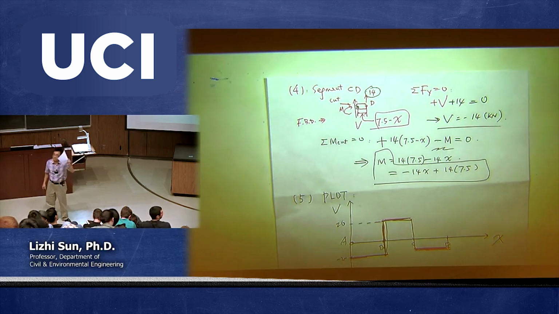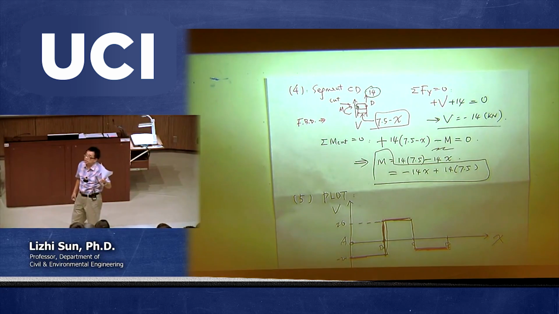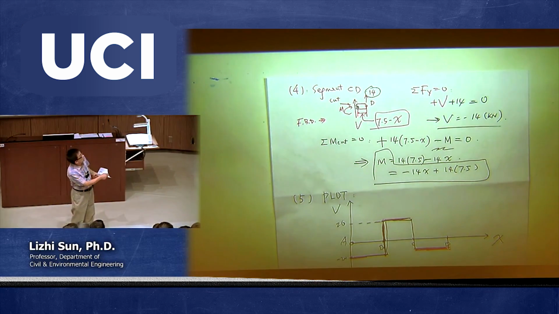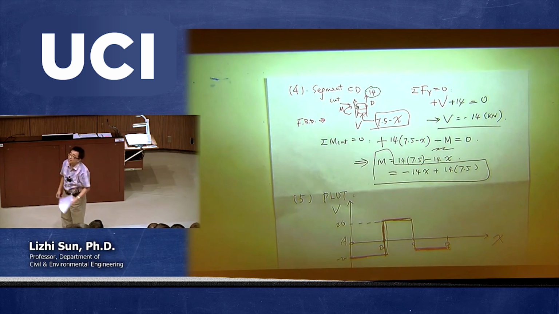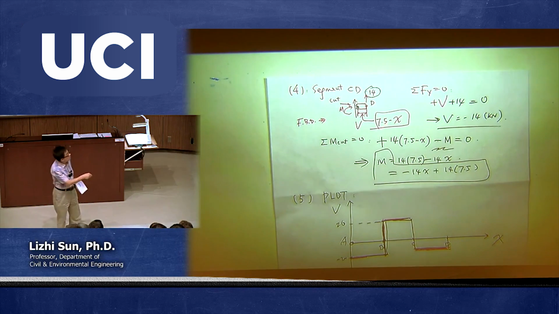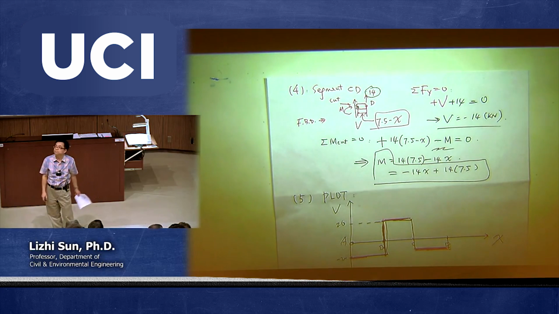What does that mean? The magnitude of that shear force is 14. But the direction you assume here, this is your assumption, your V is assumed to be going up, right? Following the sign convention. But in reality, that shear force, in fact, is going down. Okay, because of the negative sign.